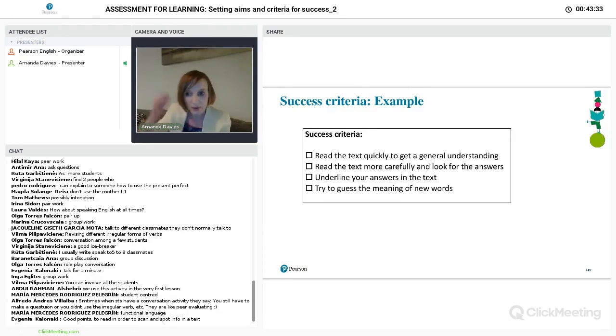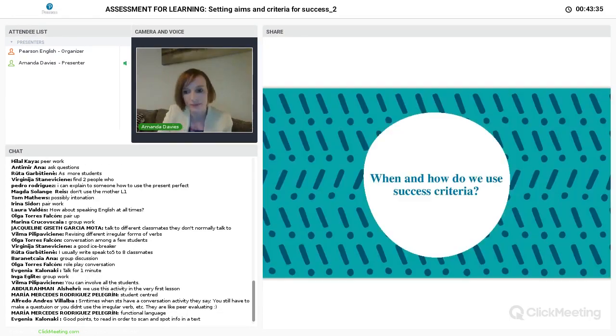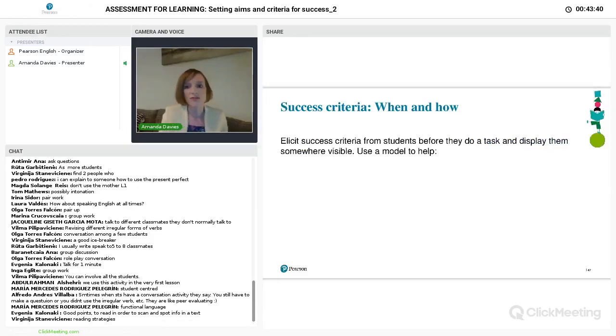Okay, so how and when do we use success criteria? I think I've already covered this a little bit, but success criteria need to be elicited from students before they do a task, and they need to be able to see them. So you can write them on the board or students can note them down in their notebooks, but again, it's not for every task, it's for the most important task. Maybe one per lesson, one task per two lessons.